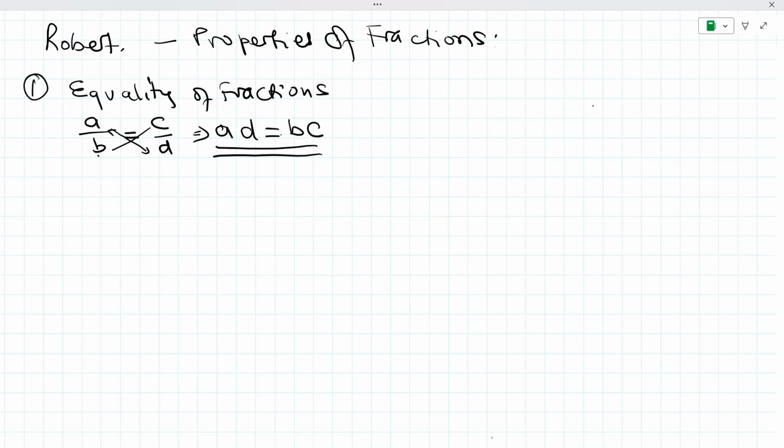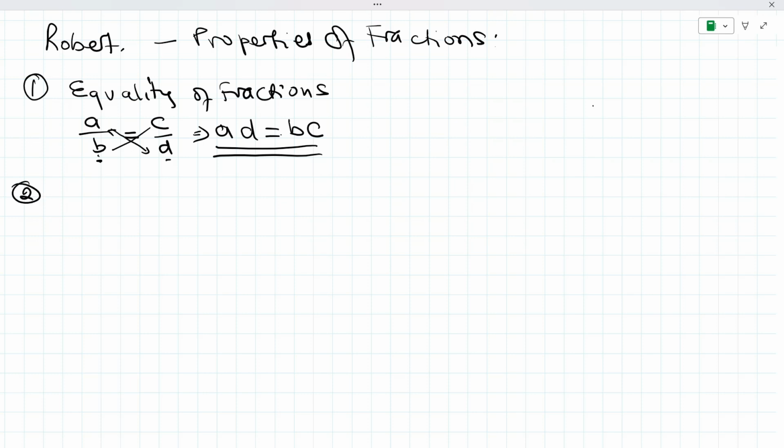So if you have two fractions, A over B, and you're told it's equal to another fraction, C over D. Now, when you multiply the numerator of the first fraction with the denominator of the second fraction, that should be equal to the denominator of the first fraction multiplied by the numerator of the second fraction. But as long as all these numbers are real numbers and B and D are not equal to zero.